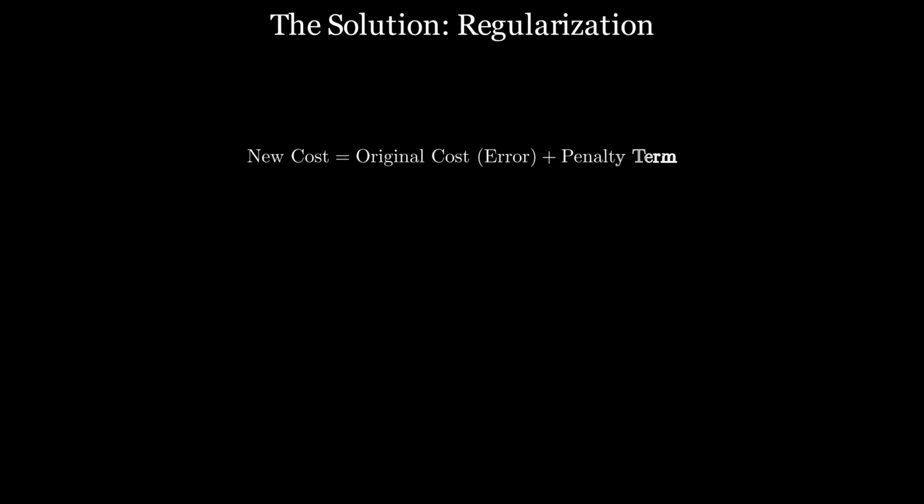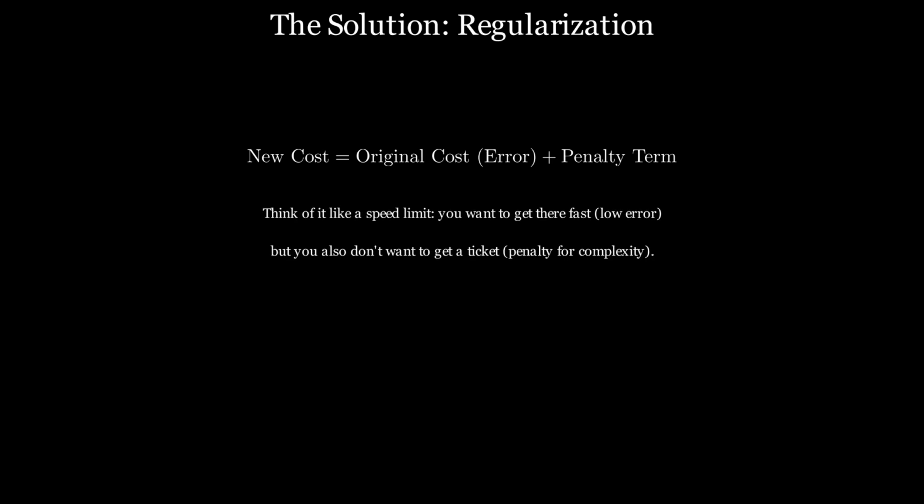So how do we prevent this? The solution is a technique called regularization. Regularization discourages the model from becoming too complex by adding a penalty for large coefficient values. We change the model's objective. Instead of just minimizing the prediction error, we now ask it to minimize the error plus a new penalty term. This forces the model into a trade-off. It has to make accurate predictions while also keeping its coefficients small and the model simple.